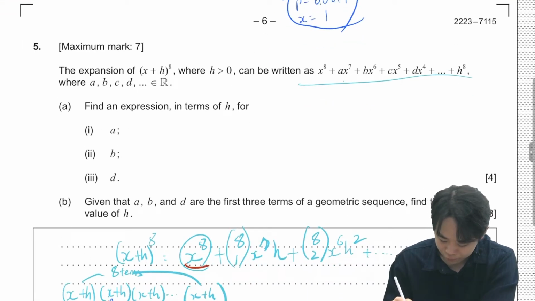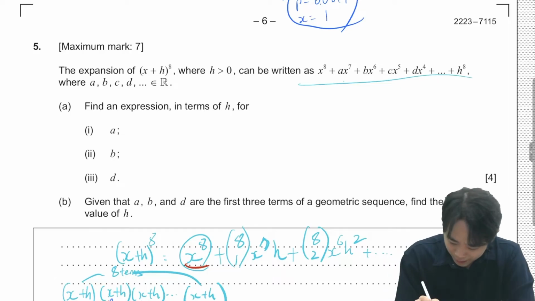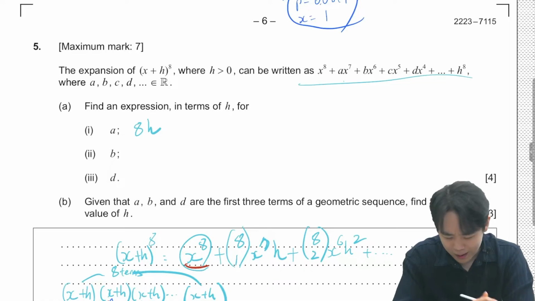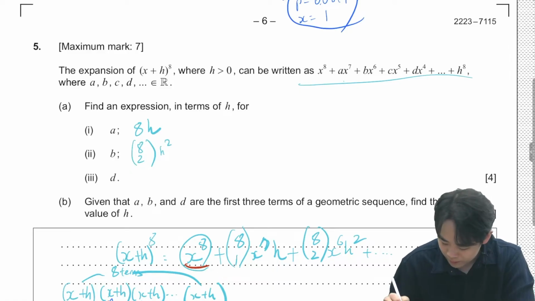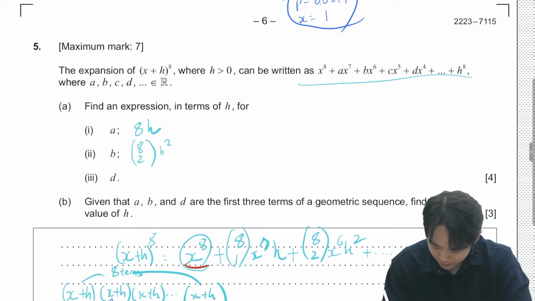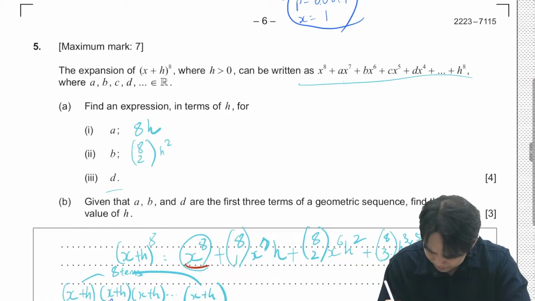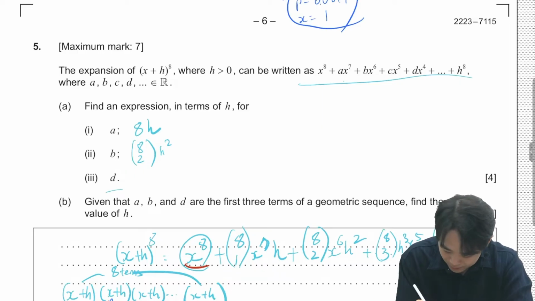If you were to write out these expressions, a would be 8h. B would be 8 choose 2, then h squared. If you do c and d, I guess it doesn't want to know what c is. We would get 8 choose 3, h cubed, x to the power 5, plus 8 choose 4, h to the 4, x to the power 4. So d would be 8 choose 4, h to the power 4.